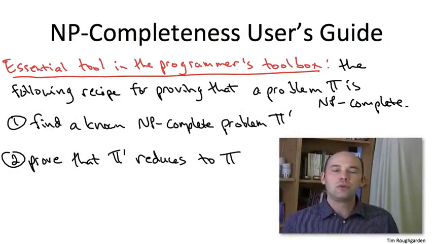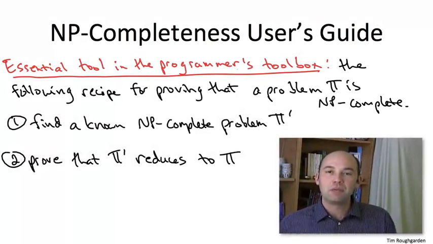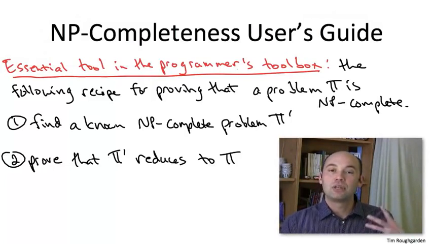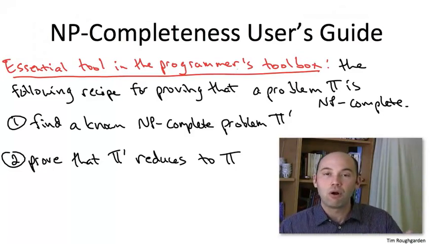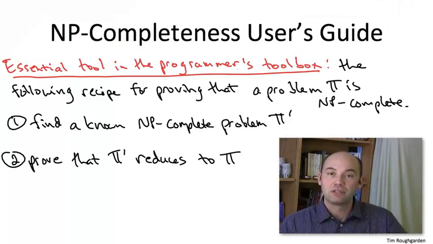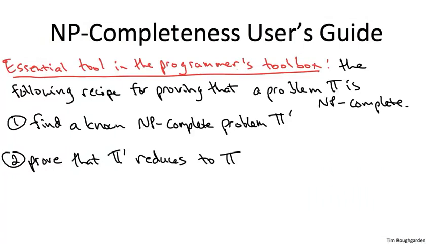So the first thing you need to do is settle on a suitable choice of an NP-complete problem, pi prime. The second thing you need to do is show that pi prime reduces to the problem you care about, pi. That shows that your problem is at least as hard as this NP-complete problem, in the sense that the NP-complete problem reduces to yours, and therefore your problem, assuming it's in NP, is NP-complete as well.